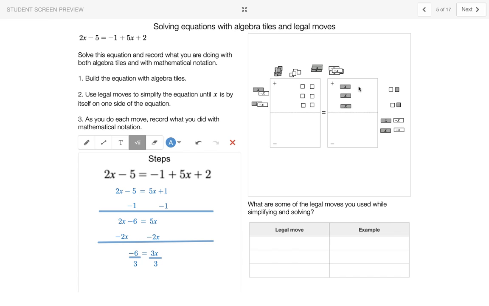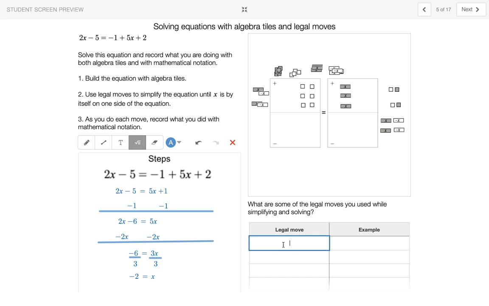If we look at what's going on over here, you can see that this is -2 equals x, meaning that each x, if you divided these piles into 3, each x represents -2 tiles. And that's our final answer.